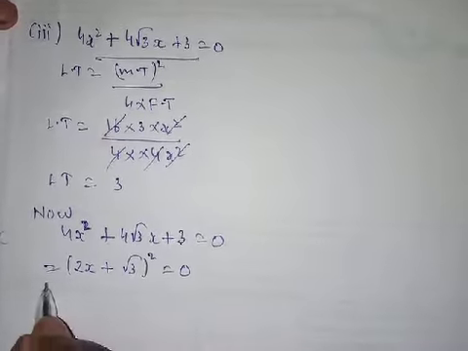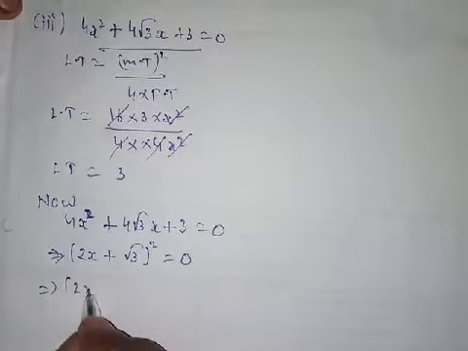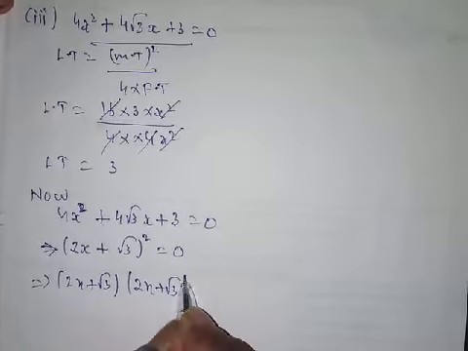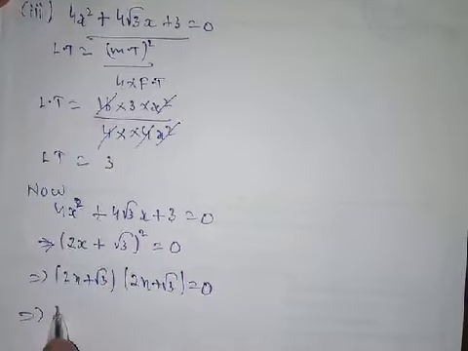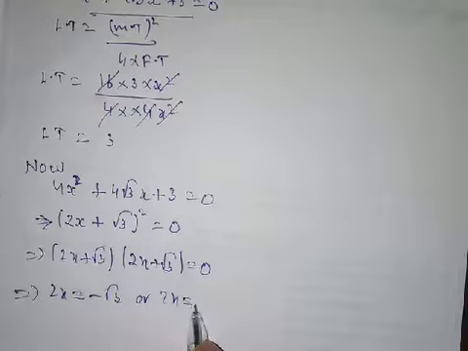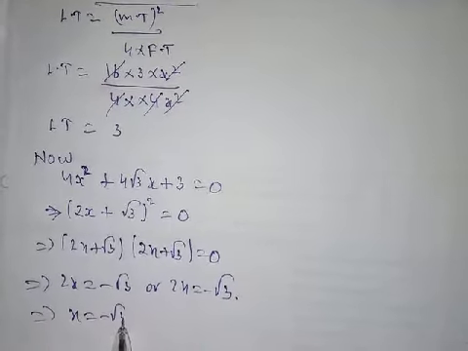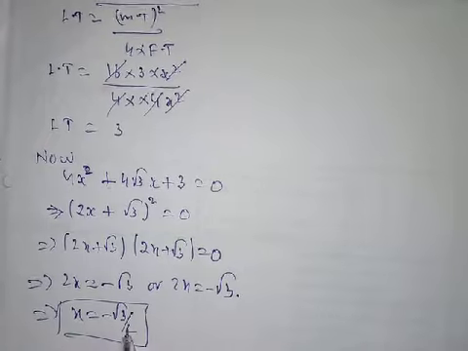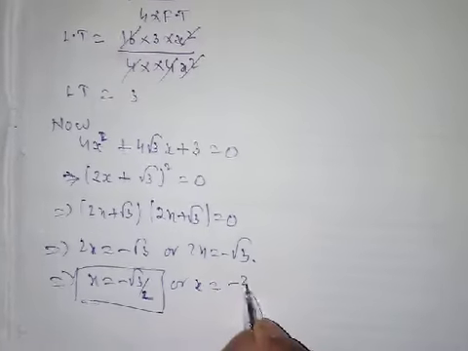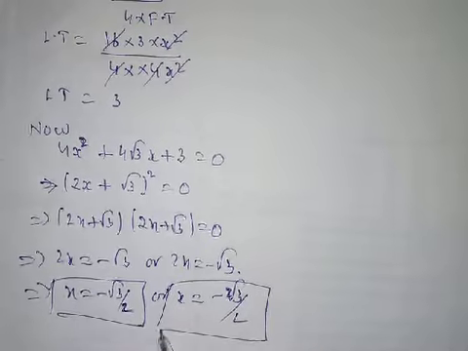Okay. So in places do like this, 2x plus root 3 into 2x plus root 3 is equal to 0. So 2x is equal to minus root 3 or 2x is equal to minus root 3. So x is equal to minus root 3 by 2. Is it? Or x is also minus root 3 by 2. Okay, this is all.